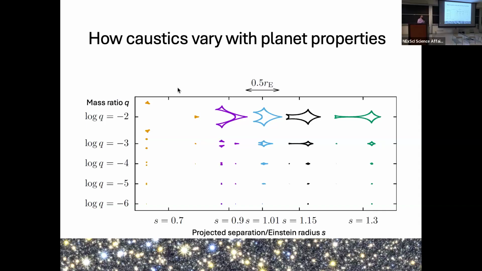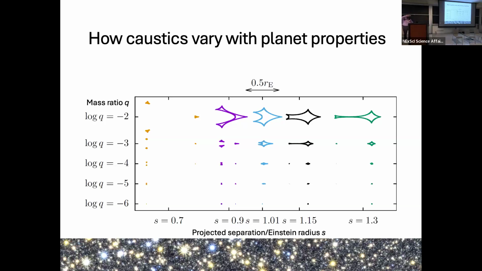So there are two important parameters in planetary microlensing, in addition to the parameters of a single lens. These are the mass ratio of the planet to the star. Here I've got log mass ratio going from -2, which is kind of brown dwarfy mass ratios, down to -6, which is kind of Earth mass ratios. And then the other important parameter is the projected separation of the planet relative to the Einstein radius.